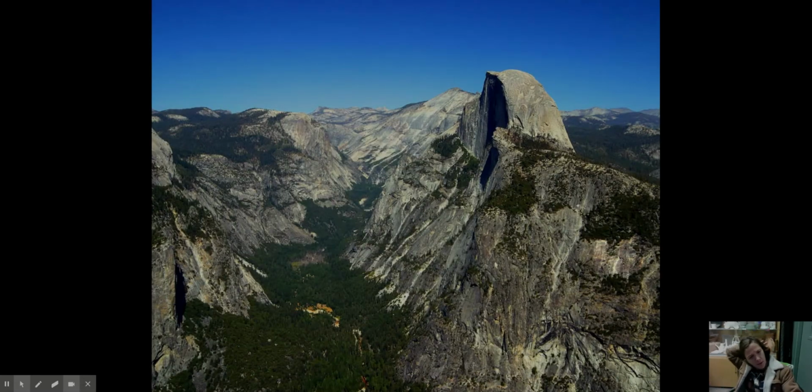So when you think of granite, one thing I think about is Half Dome in Yosemite. This is a huge piece of granite. And a huge chunk of ice came through this valley and cut it in half. And so ice is very, very strong and can dramatically change landscapes.